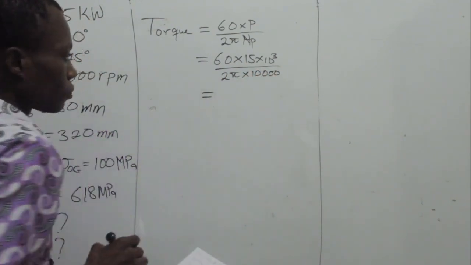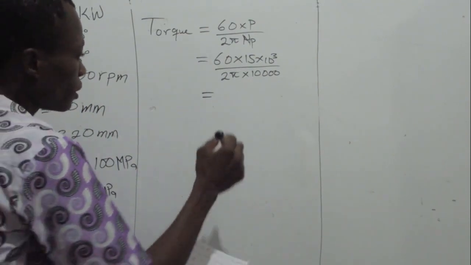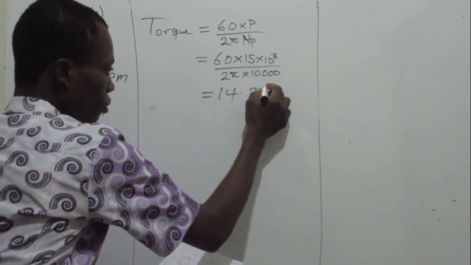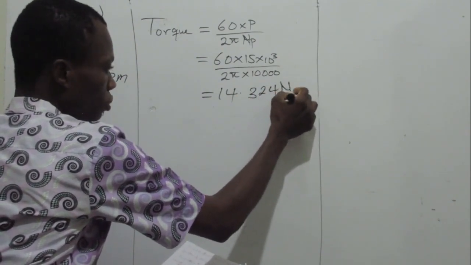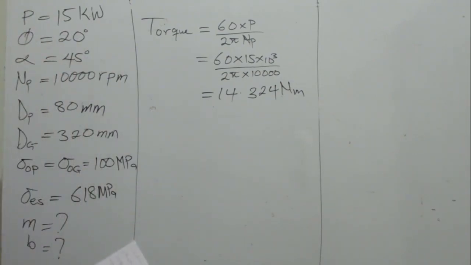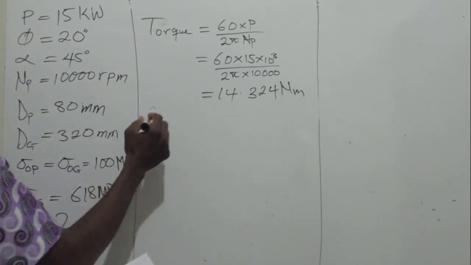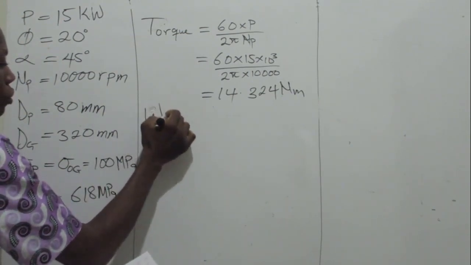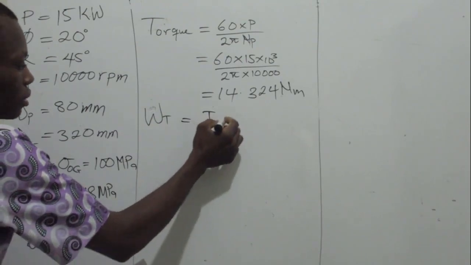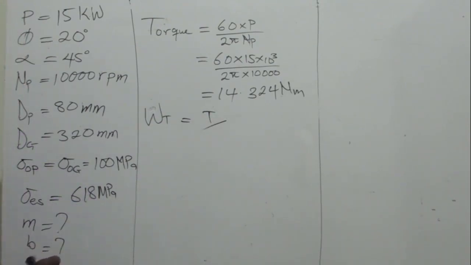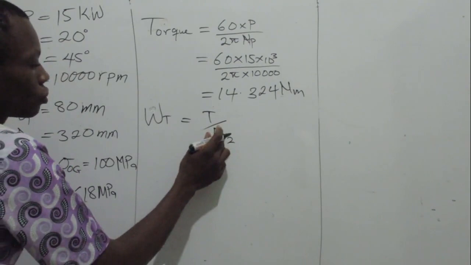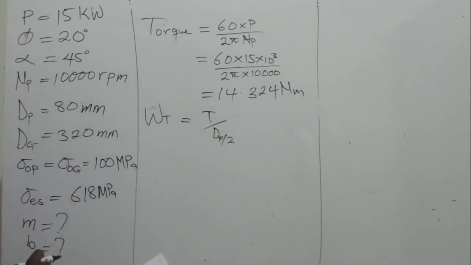And when you compute, you will get 14.324 newton meters. Then we need to determine the transmitted load WT, and that is equal to the torque T divided by the pitch circle radius. And the pitch circle radius for the pinion is dP on 2. So dP on 2 gives us the pitch circle radius.